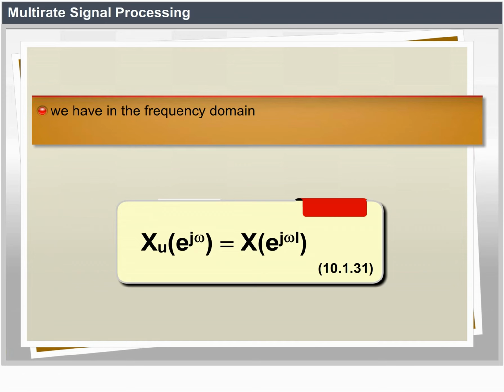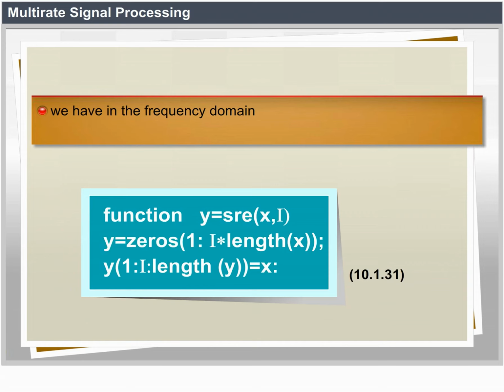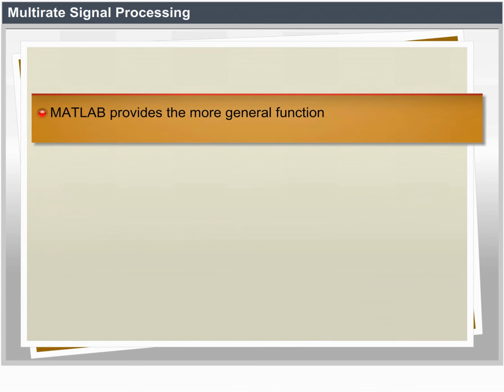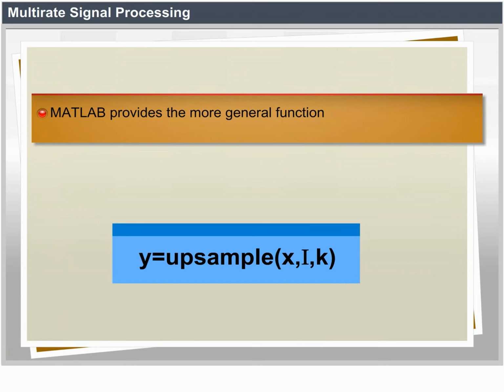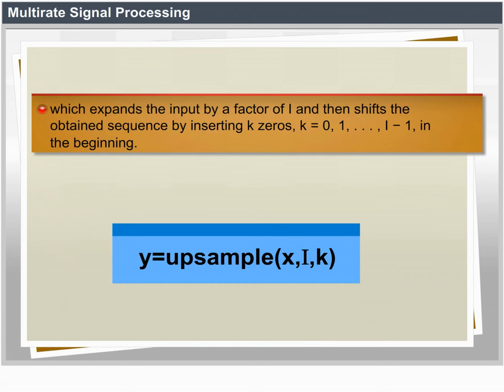The SRE is implemented in MATLAB by the function y equal to SRE(x, L): y equal to zeros(1, L*length(x)); y(1:L:end) equal to x. MATLAB provides the more general function y equal to upsample(x, L, k), which expands the input by a factor of L and then shifts the obtained sequence by inserting k zeros, where k equal to 0, 1, etc., L minus 1, in the beginning.